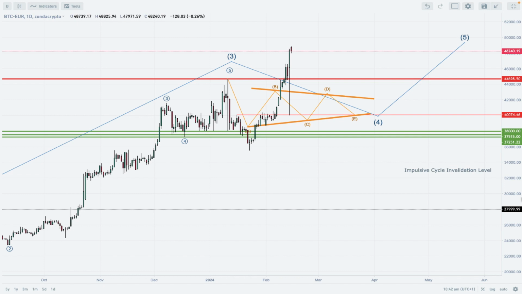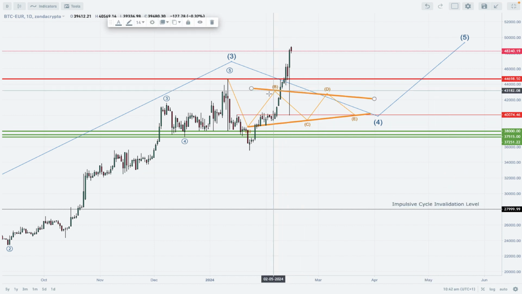Let's find out what's going on with the Bitcoin to Euro at Zondacrypto. As you can see, I've got the daily time frame chart using Japanese candlesticks, and we are in a very big need to update our scenario. So what is going on here on the chart?